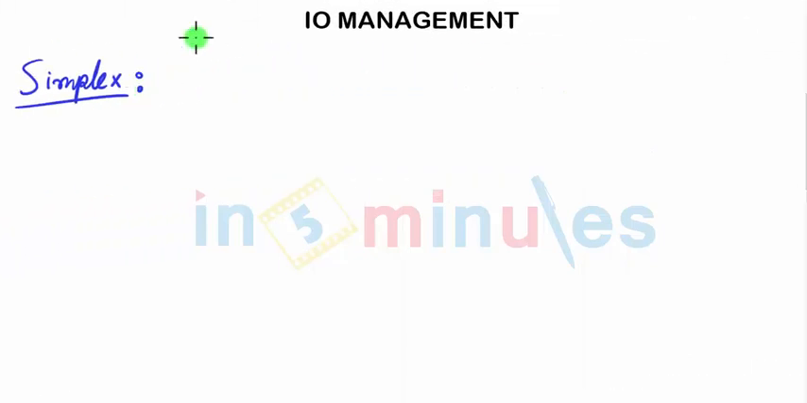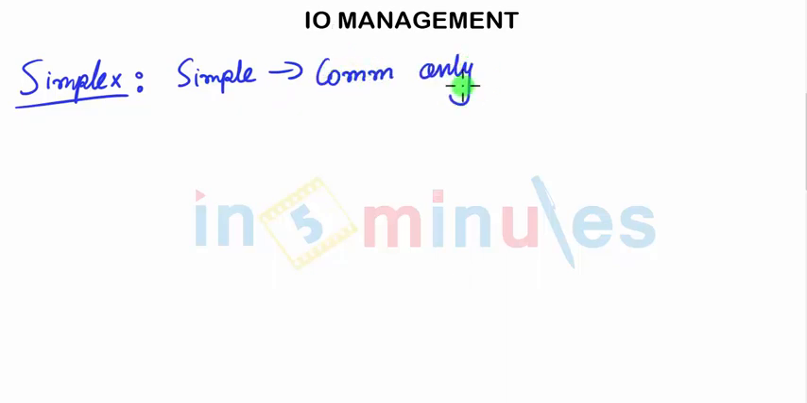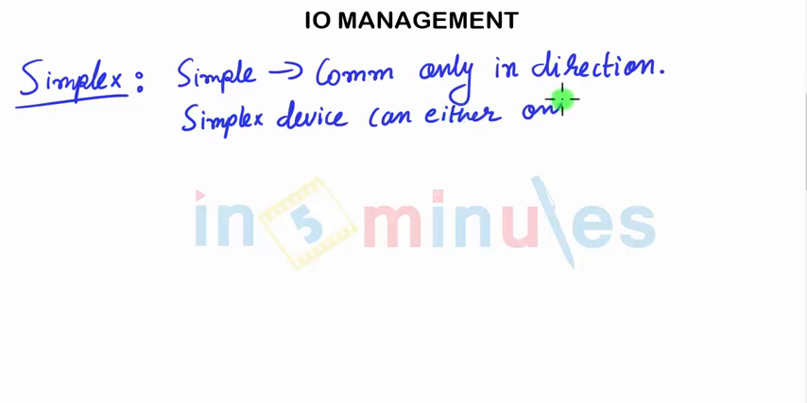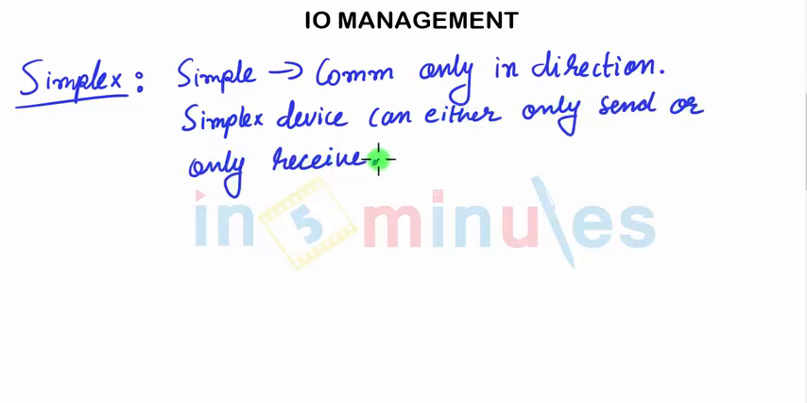Simplex. As the name suggests, simple. It means it can communicate only in one direction. In normal words, it simply means that a simplex device can either only send or only receive. Let's take an example of what devices can fall under this. Come on, think about it.